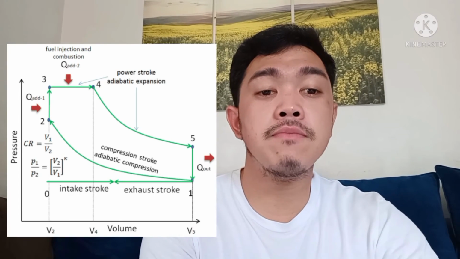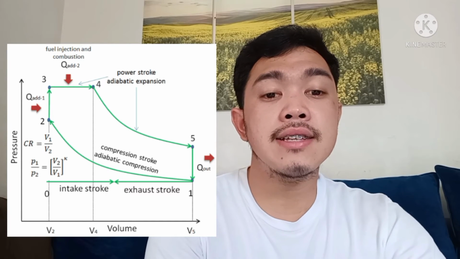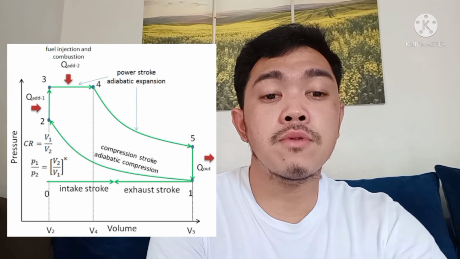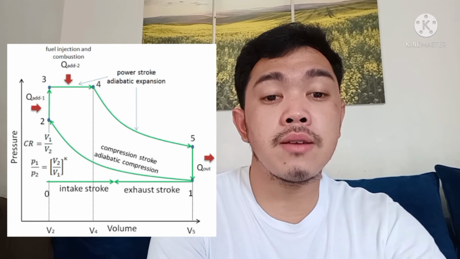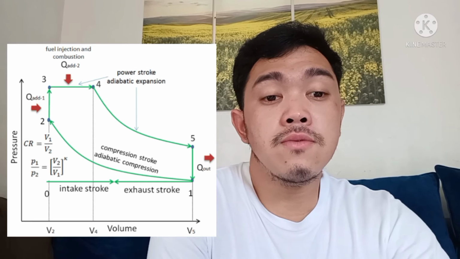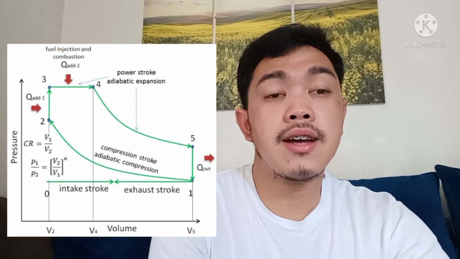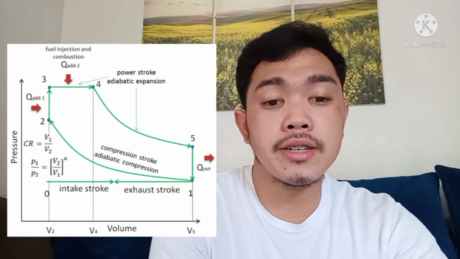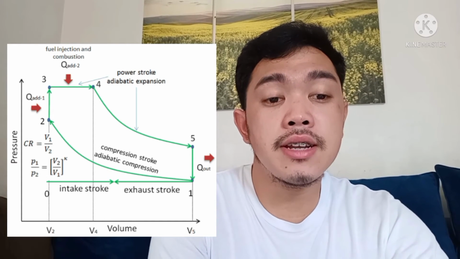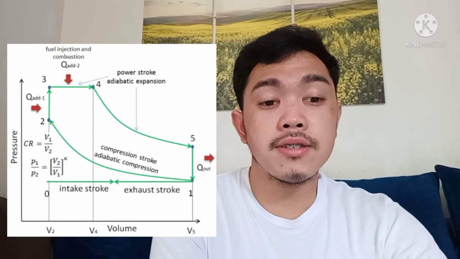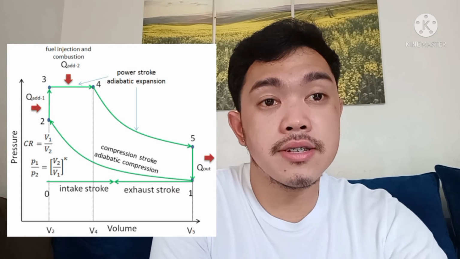First is the isentropic compression or compression stroke. The gas is compressed adiabatically from state 1 to state 2 as the piston moves from intake valve closing point to top dead center. The surroundings do work on the gas, increasing its internal energy and compressing it. On the other hand, the entropy remains unchanged. The ratio of volumes V1 over V2 is known as the compression ratio. The compression ratio is smaller than the expansion ratio.